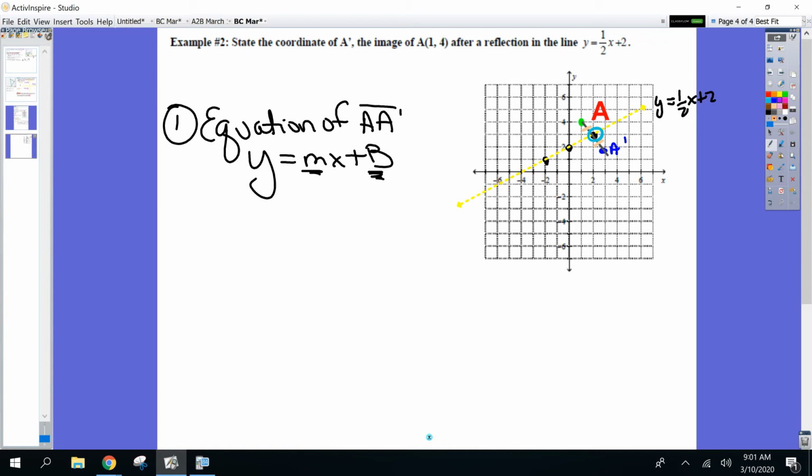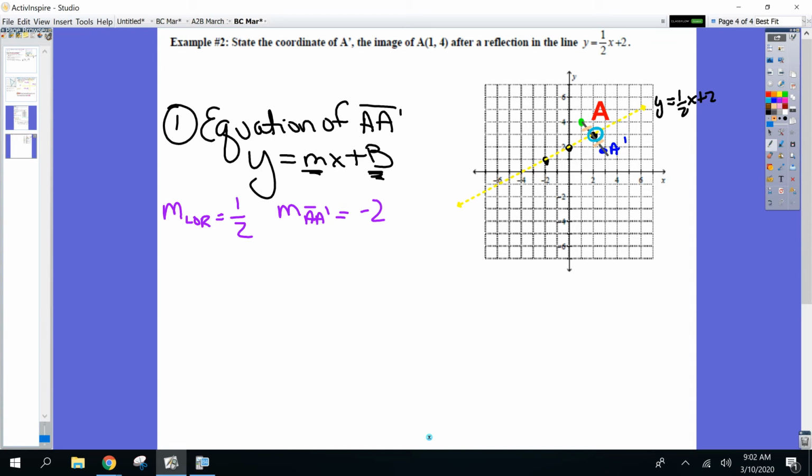How do you go about finding the slope of AA prime? Well, you need to know the slope of your line of reflection. What's the slope of your line of reflection? Okay, all right. I know what the equation is. Now, what's the slope from it? 1/2. What is the slope then? Because you know the relationship between the two. What's the slope of AA prime? Negative reciprocal, -2. Done.